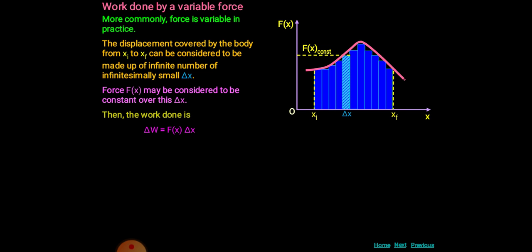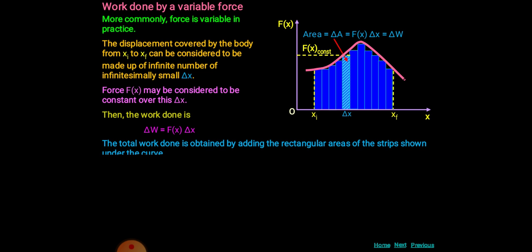So f of x here is the force, and delta x is the displacement, which is very small. And you know that here we have taken it from the initial position to the final position. So the total work done W is obtained by adding the rectangular areas of the strips shown under that curve. So we can write it in the form of a summation.